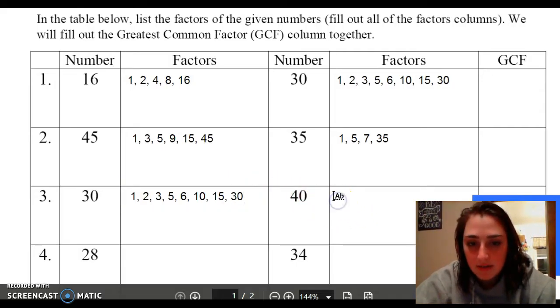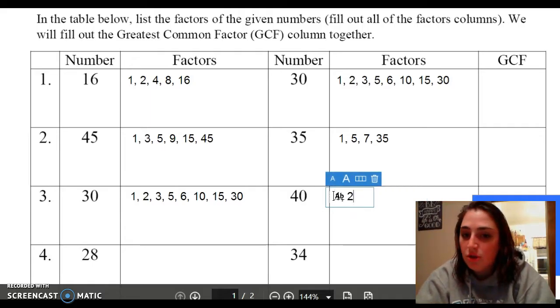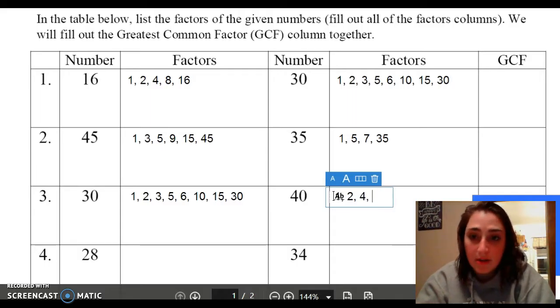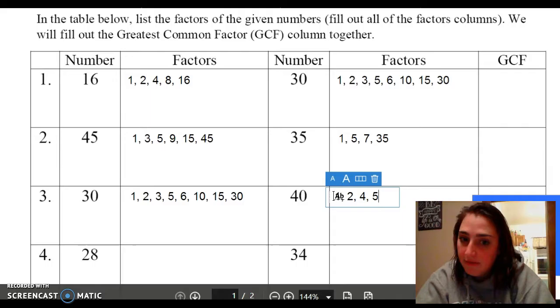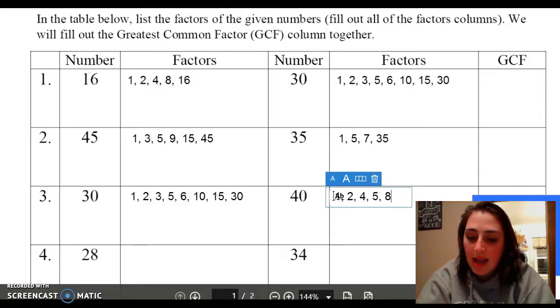And then 40. So we're going to start with 1. 2 because it's an even number. 3 does not work. So we're going to go with 4. Because 4 times 10. 5 because it ends in a 0. 6 does not work. 7 does not work. 8 is the next one. So 5 times 8 is 40. So we work backwards. 4 times 10.